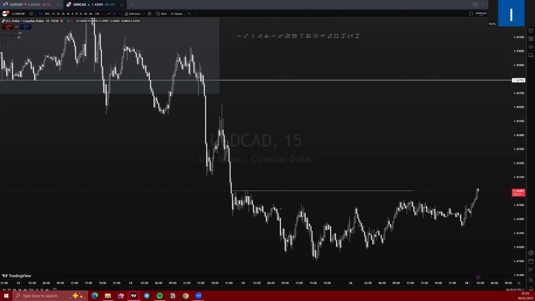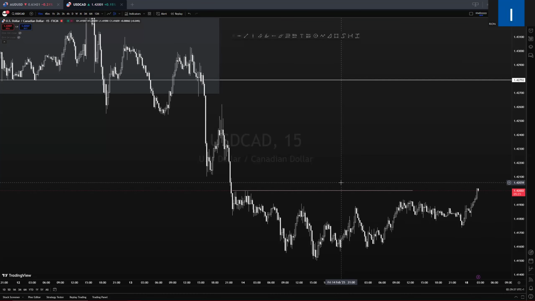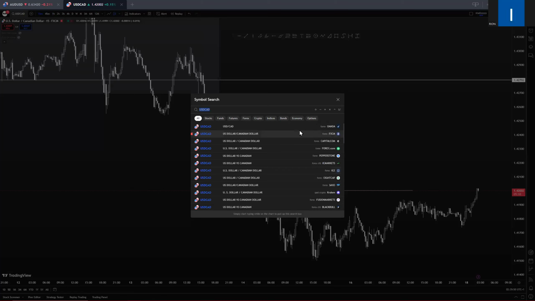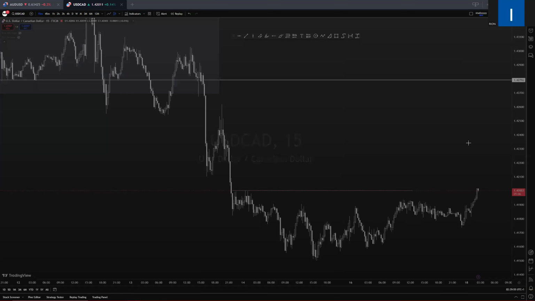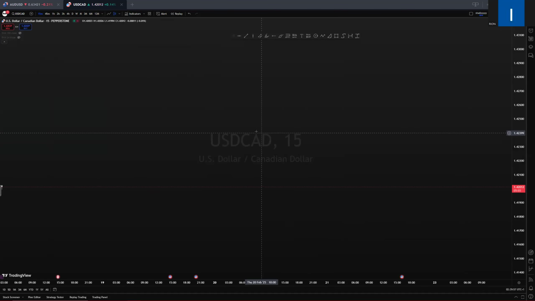So the first question being asked was, how do you identify a good structure and how to identify a very good order block? Okay, so let's move into a different chart apart from what I am using presently. First off, we need to understand what structure is. Structure basically is just the movement of the market and what direction the market is moving.